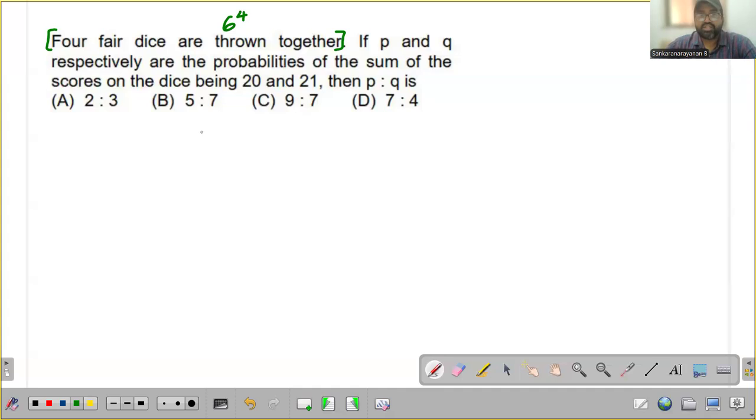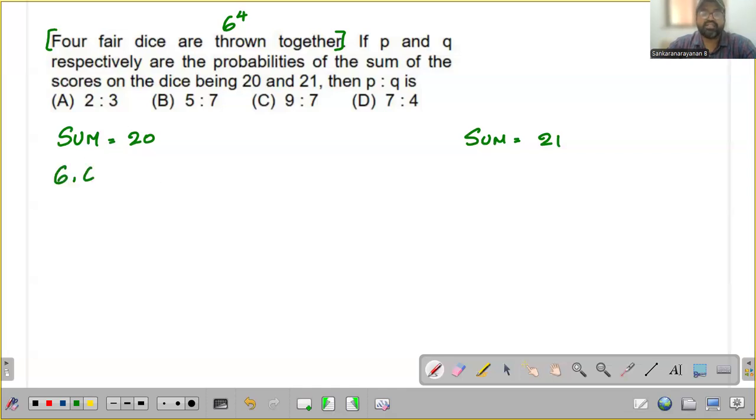In the question, you are asked to find: P tells you the probability that you are going to get the sum of the scores as 20. Q is the probability that you are going to get the sum of the scores as 21. You are asked to find P is to Q. So let us consider the instances where the sum is equal to 20, and the instances when the sum is equal to 21.